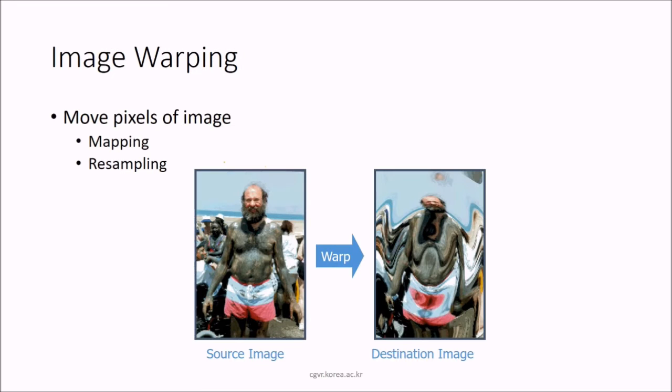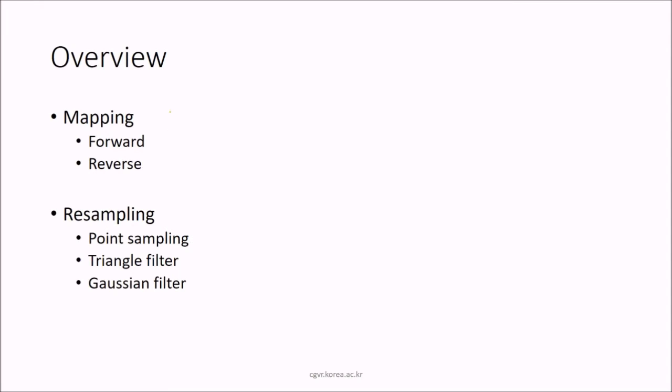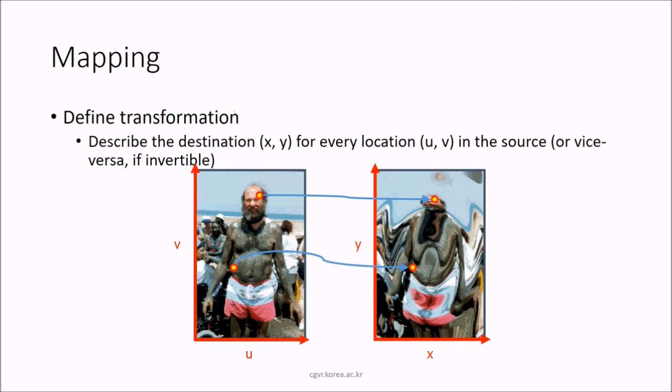Then warping, image warping. This is an example of image warping. You might have seen in your childhood various mirrors showing it, and you keep laughing. So we move pixels of the image, that is, we move the pixels from here to there. This can be done using mapping and resampling. Mapping can be forward or reverse, and resampling can be point sampling, triangle filter, or Gaussian filter.